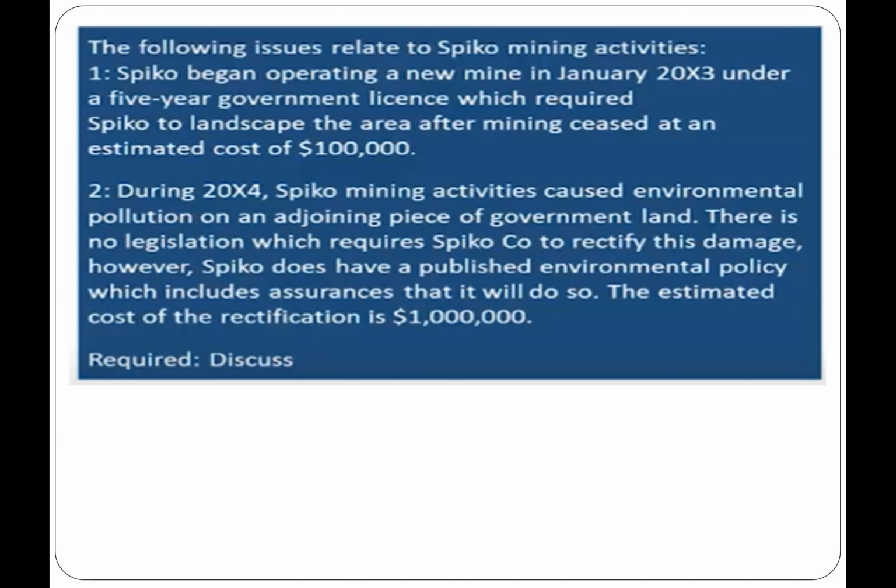So that's as far as the first issue is concerned. Let's go on to the second one. During, say, 2014, Speco's mining activities caused environmental pollution on an adjoining piece of government land. There is no legislation which requires Speco to rectify this damage. However, Speco does have a published environmental policy which includes assurances that it will do so. The estimated cost of the rectification is 1 million.